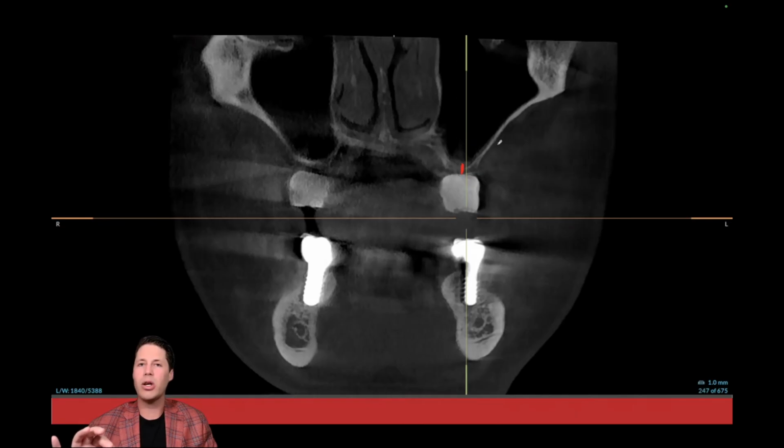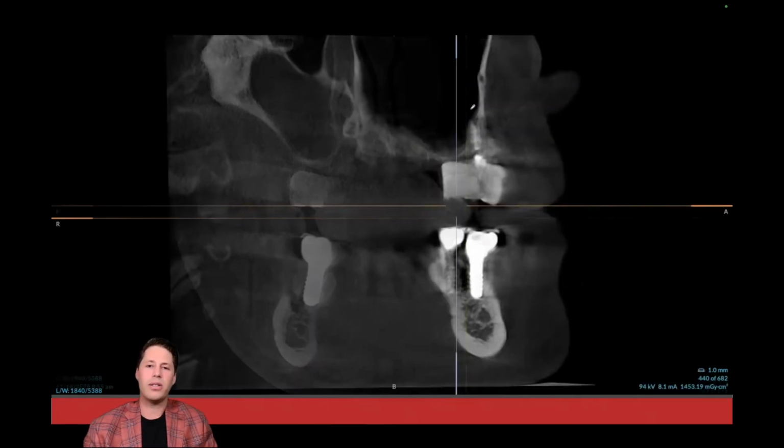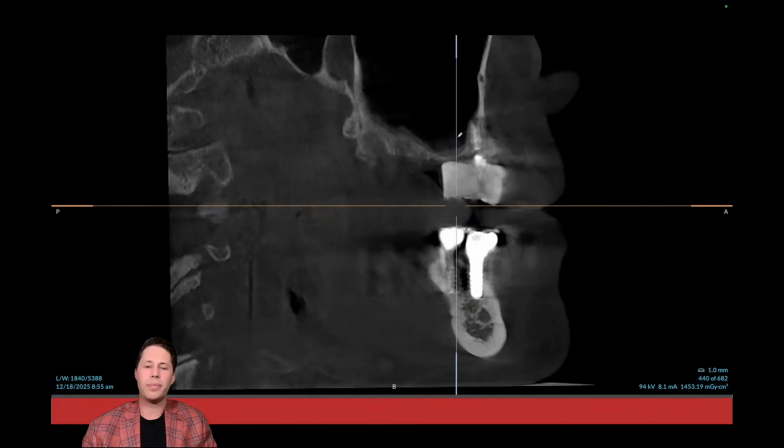However, for this case, we're going to do a staged approach, meaning that I'm going to do the lateral window grafting first and allow that to heal prior to moving forward with an implant in that left posterior section. The other thing to keep in mind is there's a large voluminous space. So I'm going to need a large amount of bone grafting when it comes to completing this case. Let's just look at another different view here.